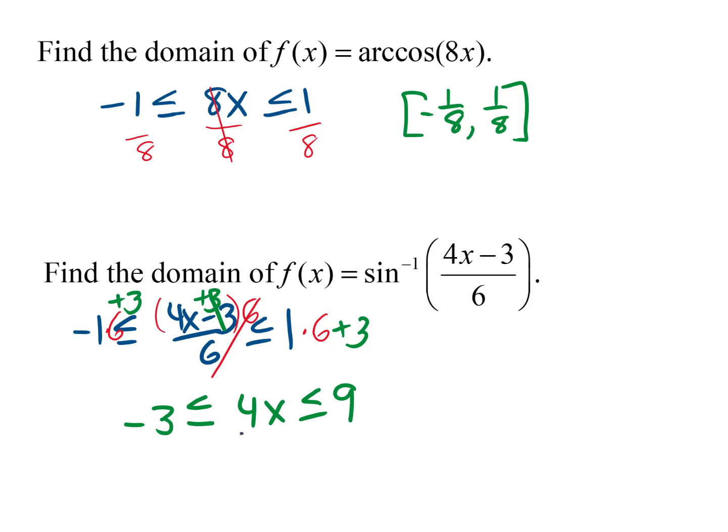And then our last step to get x alone in the middle is to divide by 4, so we do that to both ends. And now if we write it as an interval, it is going to be from -3/4 to 9/4, including those ends.